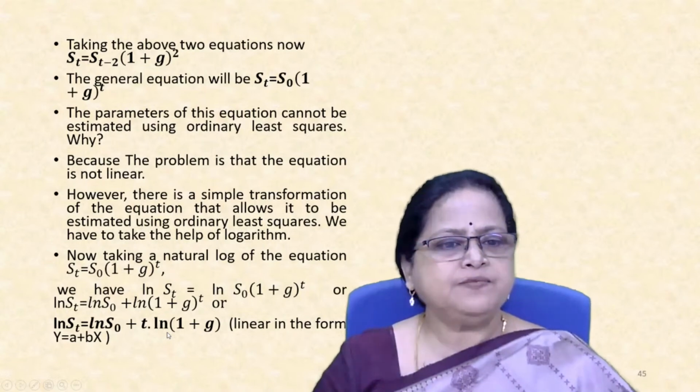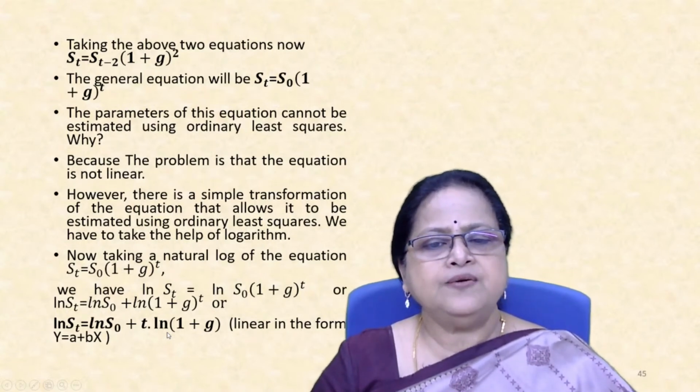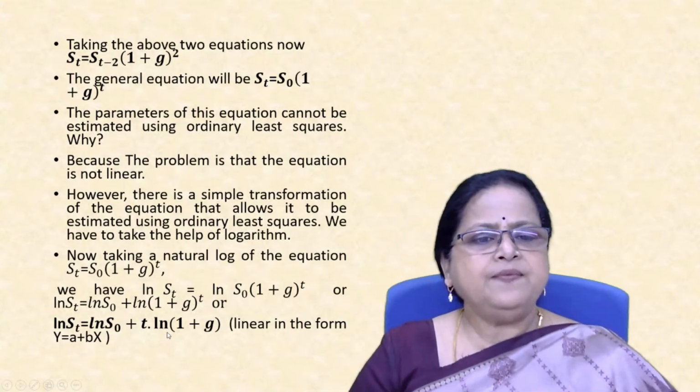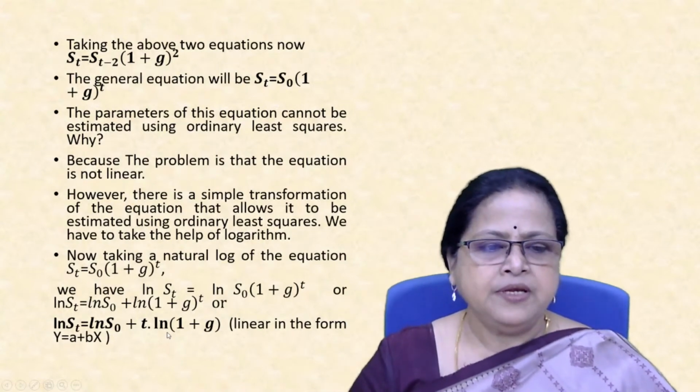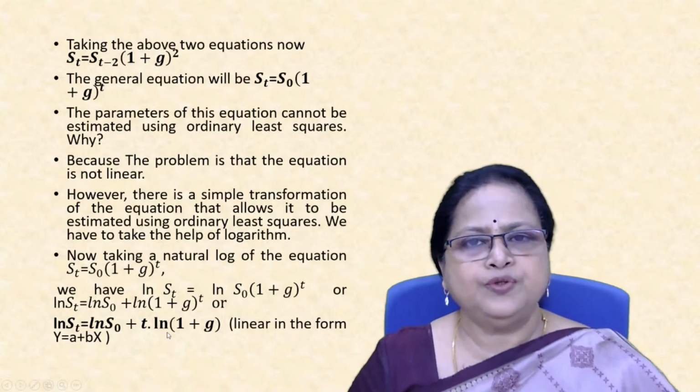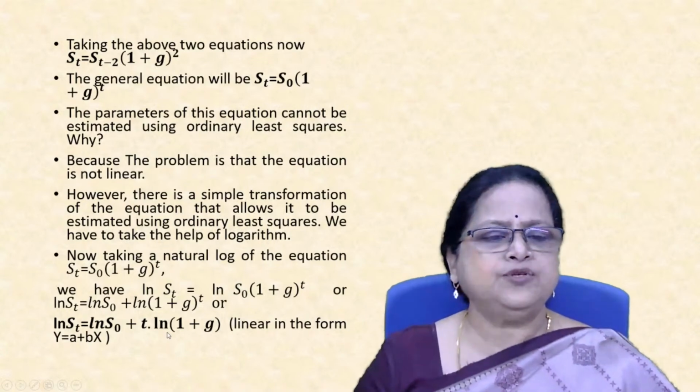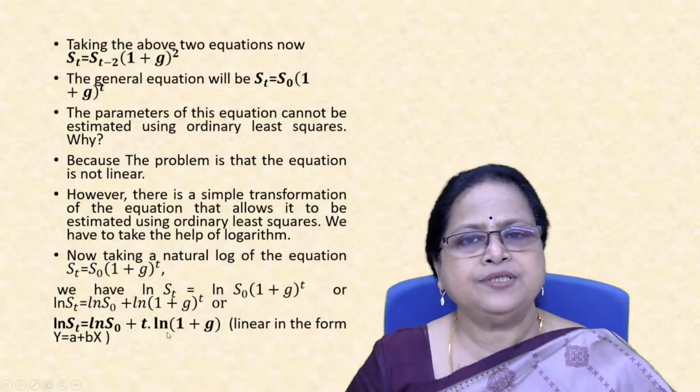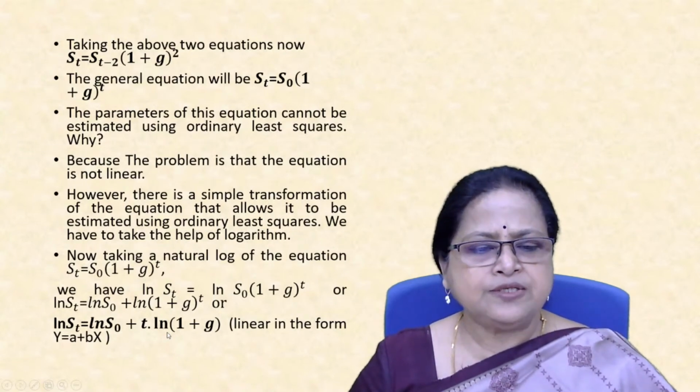There is a simple transformation of the equation that allows it to be estimated using ordinary least squares. We have to take the help of logarithm. Now let us take the natural log of both sides of the equation S_t = S_0 (1 + g)^t. You know what is natural log?